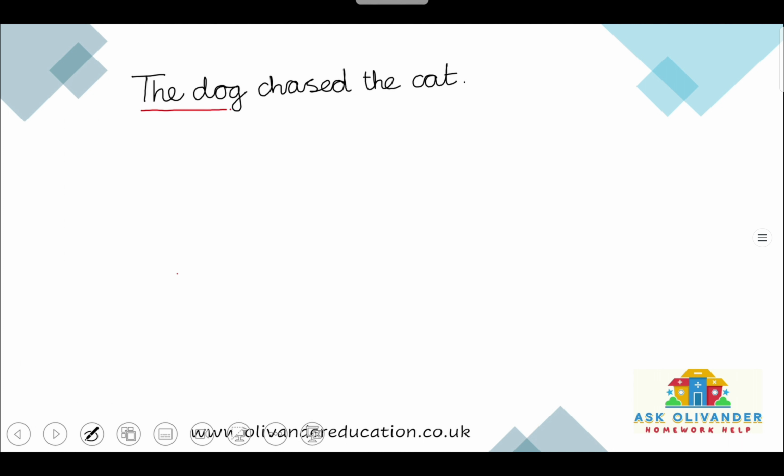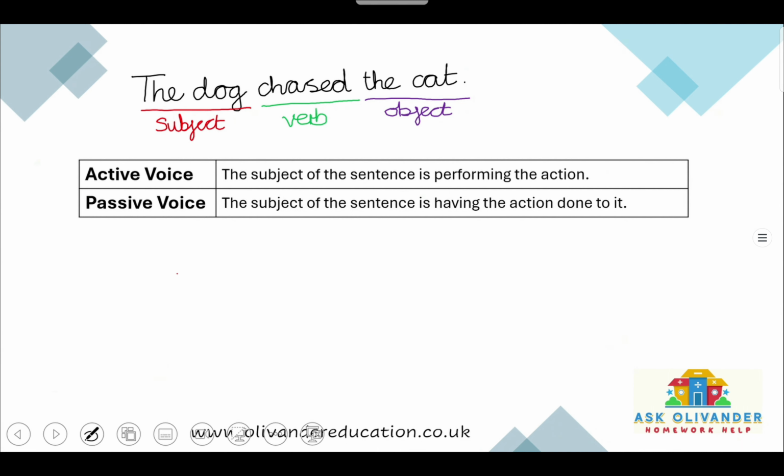To be able to identify whether a sentence is active or passive, we need to identify first the subject of the sentence, in this case the dog, the verb, that's the action of the sentence, and in some sentences they'll also have an object, in this case the cat. The difference between active and passive is relatively simple.